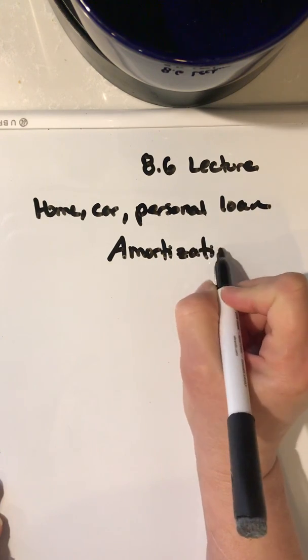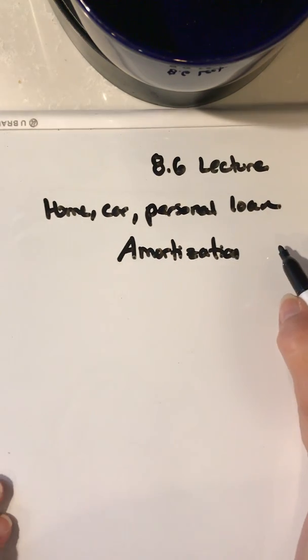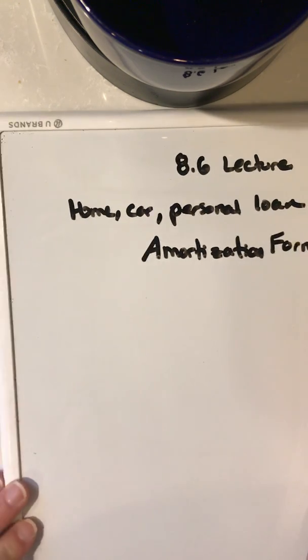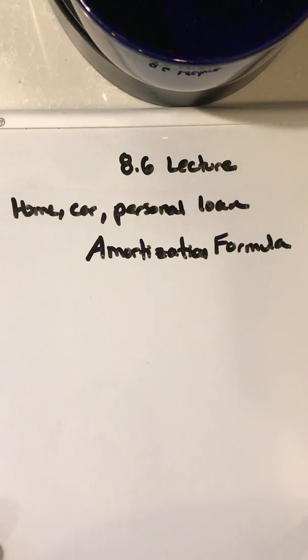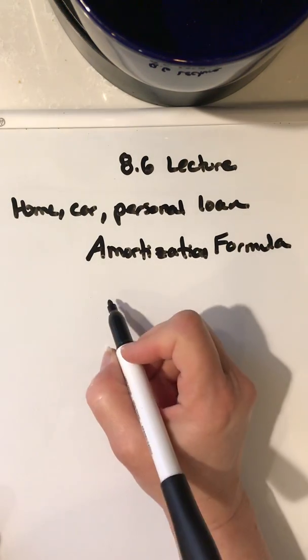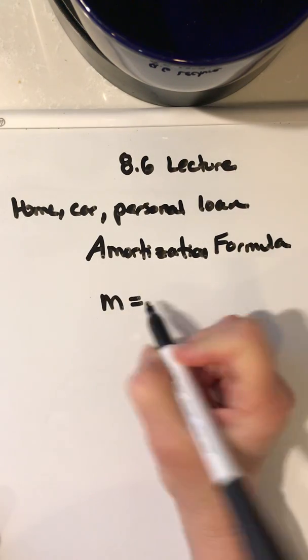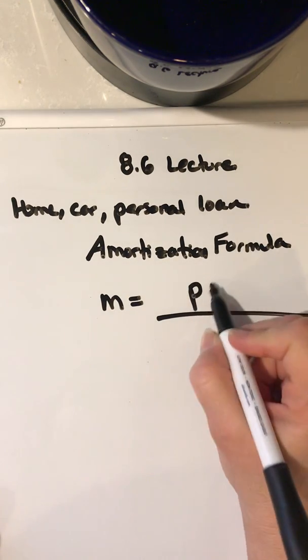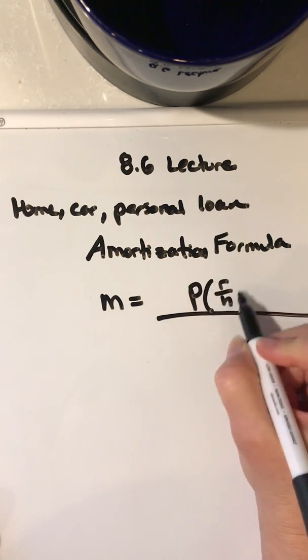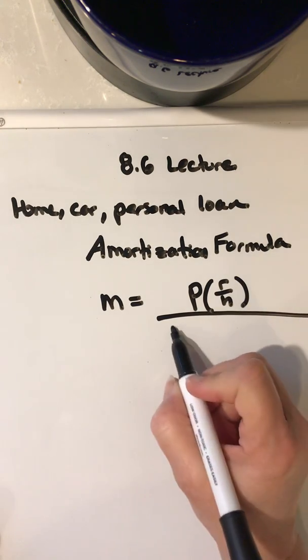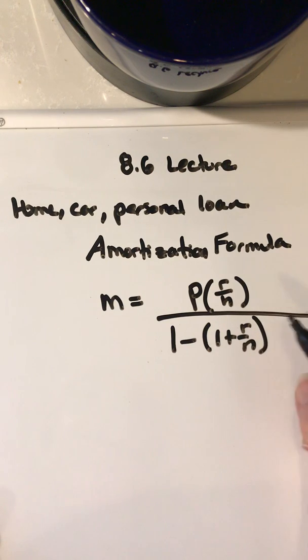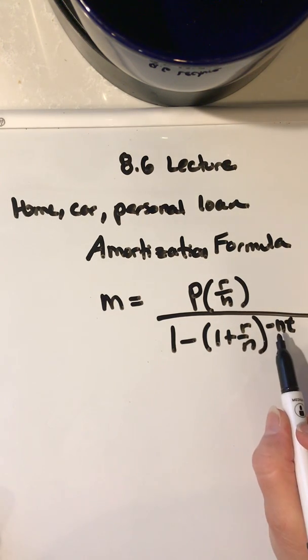Amortization formula. Okay, and that formula is M equals, and it's a pretty long one, P times R over N, over 1 minus 1 plus R over N to the negative NT. Notice there's a negative right there in the denominator.